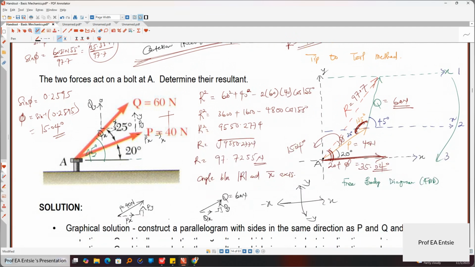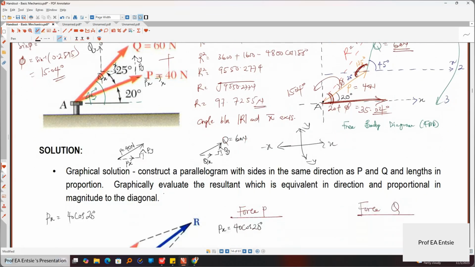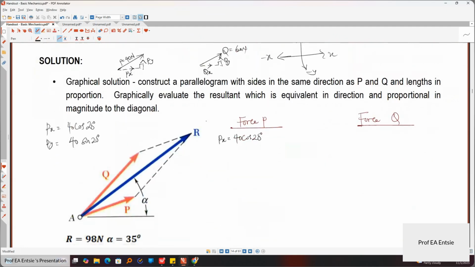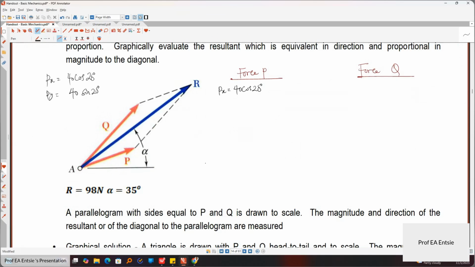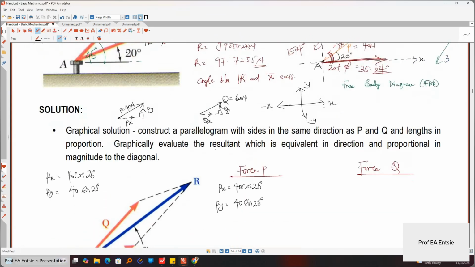Let's go to Py. We know the y axis goes with the sine. So Py will go with 40, that's the resultant, so 40 sine 20 degrees. Then we move on to Q.